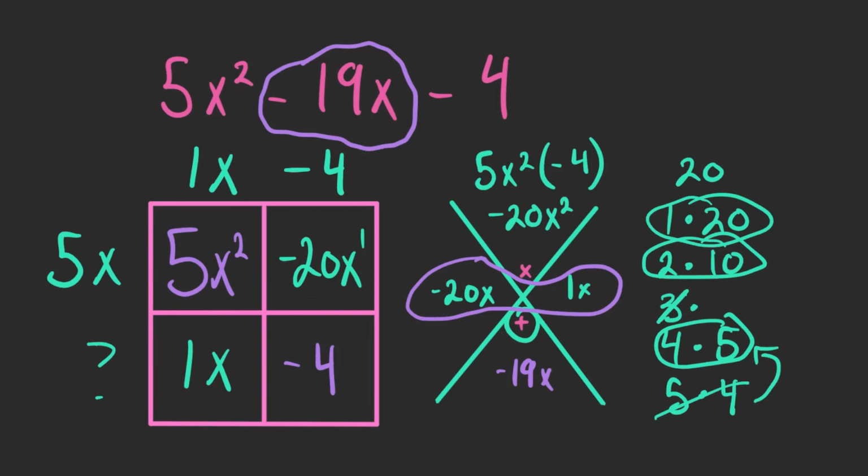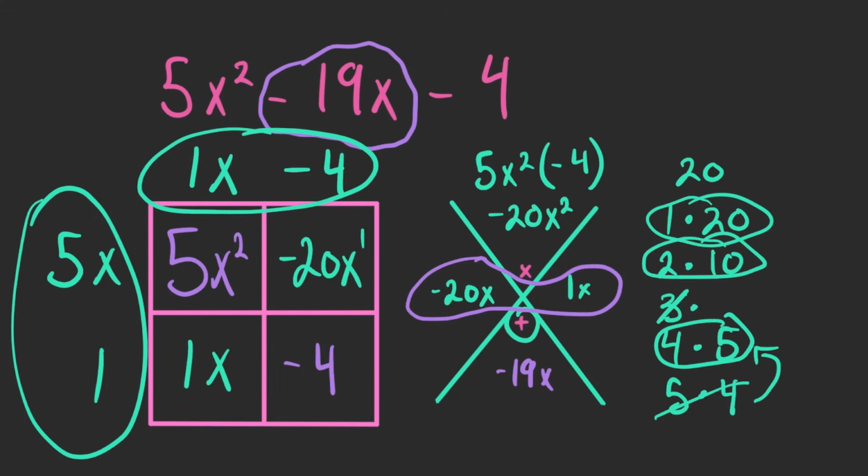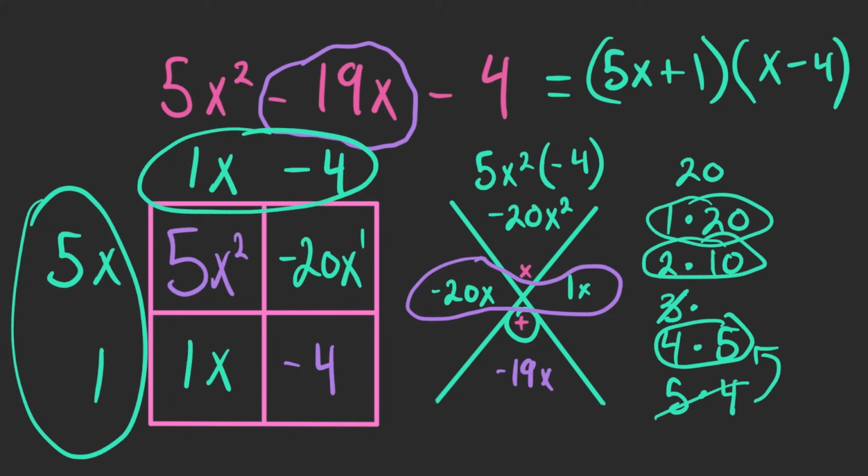And then lastly down here, ask yourself, what times 1x will give me 1x? That's going to be 1. And then I always like to check, is this times this equal to this? And it is. So my factors are right here. Take note of your signs here. Because there is no sign here, this is a plus. So my factors are 5x plus 1, and instead of writing a 1 in front of the x, I'm just going to write x minus 4. And that's how you factor.